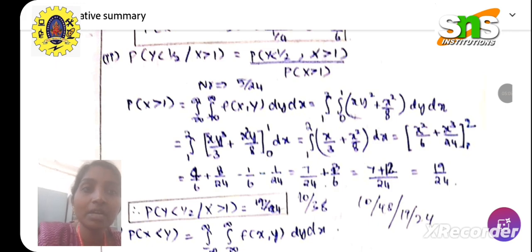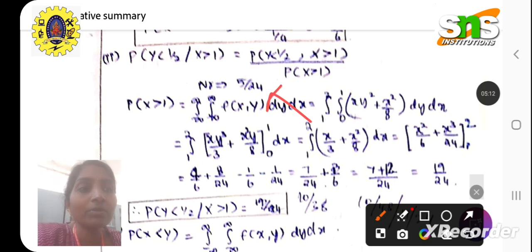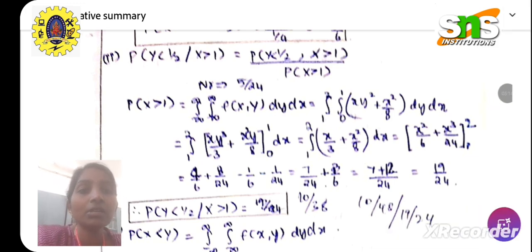we will have the same value for the numerator, which is 5 by 24, and for the denominator we just integrate with only the x range varying, which is from 1 to 2, since x is greater than 1. On simplifying it, we will have 19 by 24, and on resubstituting and simplifying we will have the value to be 10 by 38.